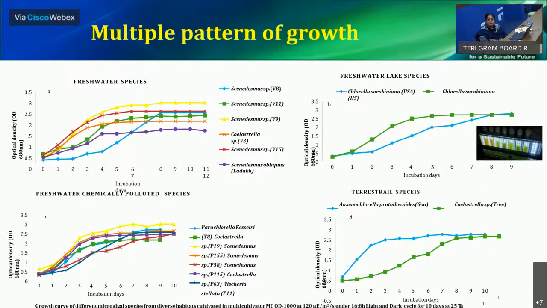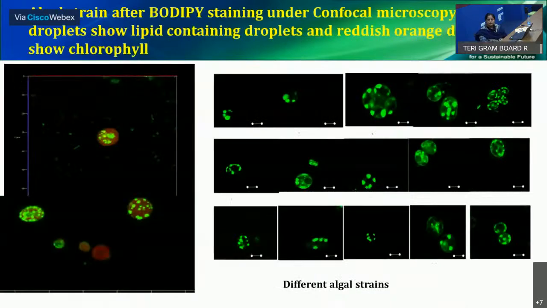So after we have done the growth kinetics, we further move to now characterize these strains in terms of the potential of producing the lipids and the carotenoids. After we have done the growth studies, we then use the dye, which is BODIPY. We stain the cells with the BODIPY, and we visualize it under the confocal microscope.